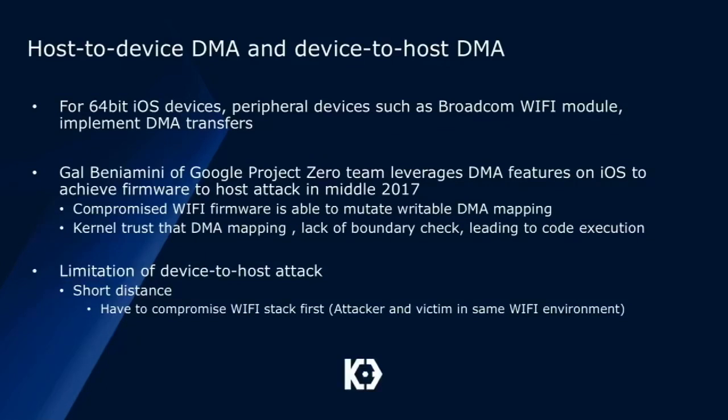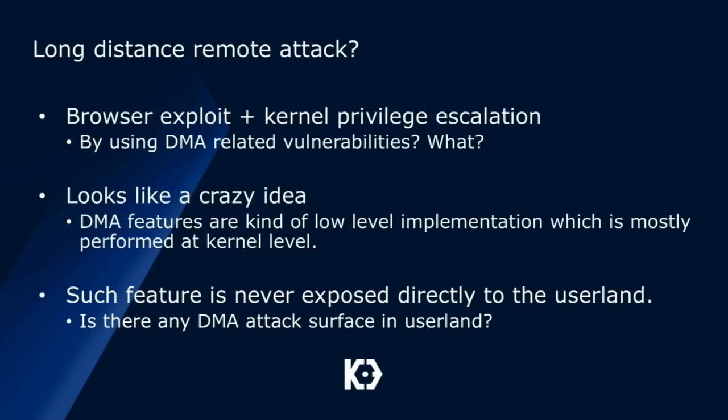One obvious limitation is that such an attack can only be performed in a short-distance scenario, because you have to compromise the Wi-Fi stack first, and that requires the attacker and the victim to be in the same Wi-Fi environment. Is it possible for us to make it long distance? For example, we have a browser exploit. We can try to launch it remotely with the browser exploit together with a kernel privilege escalation bug, and of course, by utilizing DMA-related bugs.